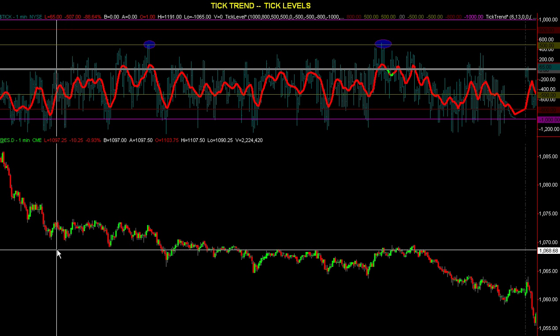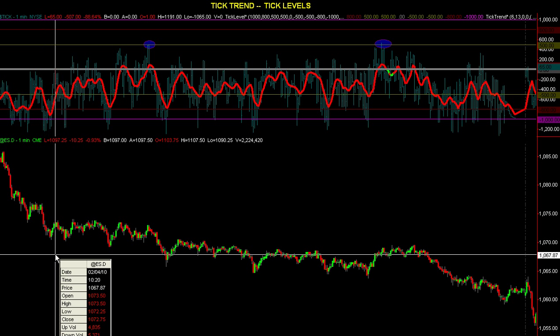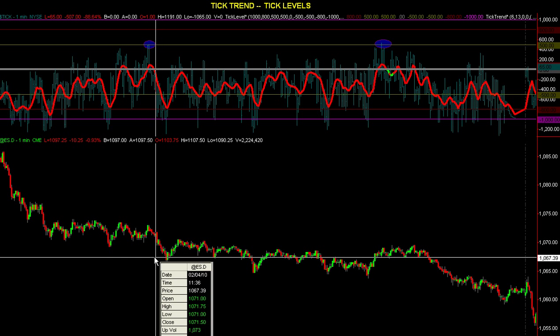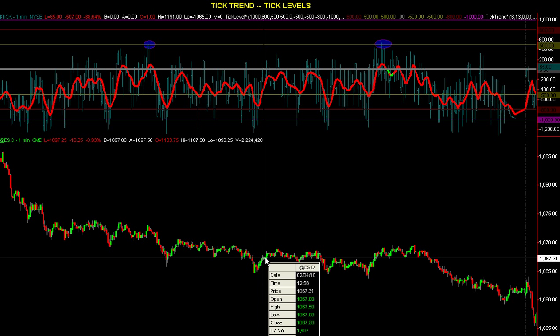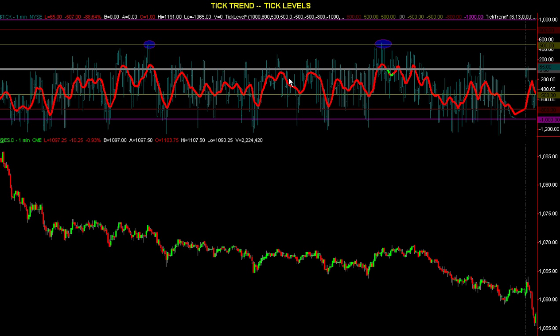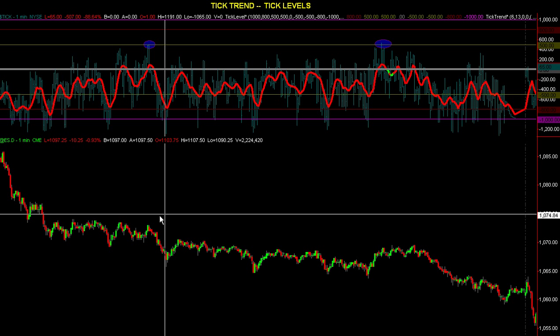As you can see, around the zero line, when we hit the zero line, okay, I'm just going through it real fast, and the 500 line, okay, we had a lot of trade opportunities. So that's the value of the tick trend and the tick levels.